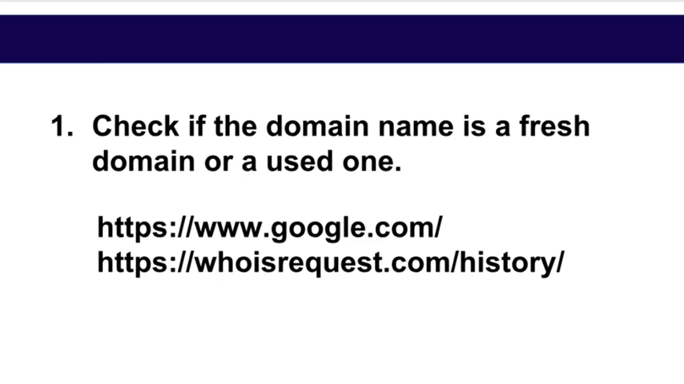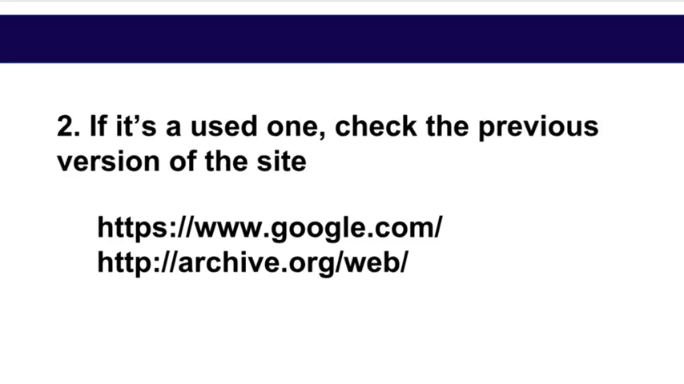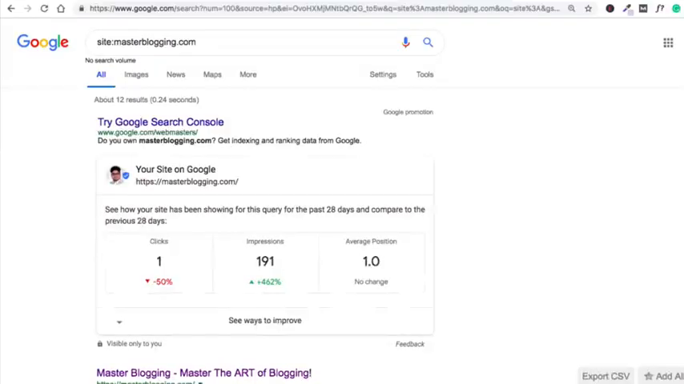Now if it's a used domain name, somebody was already using it in the past, so it's our duty to check the second thing. Check the previous version of the site. We need to check for what purpose the owner was using that domain name. We should avoid a domain name which was used for some spamming work, for some illegal work. So how can we check that? Same, we have 2 different tools. One is Google and the second is Internet Archive.